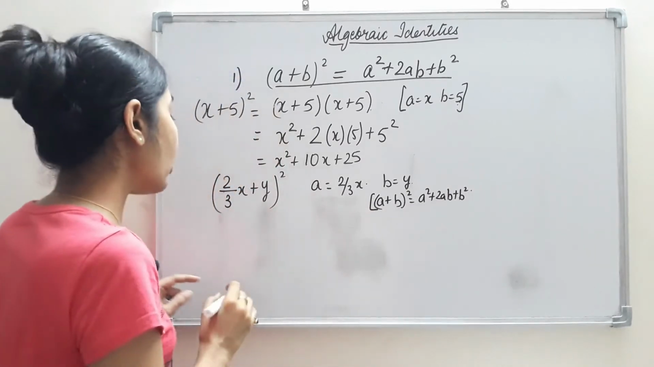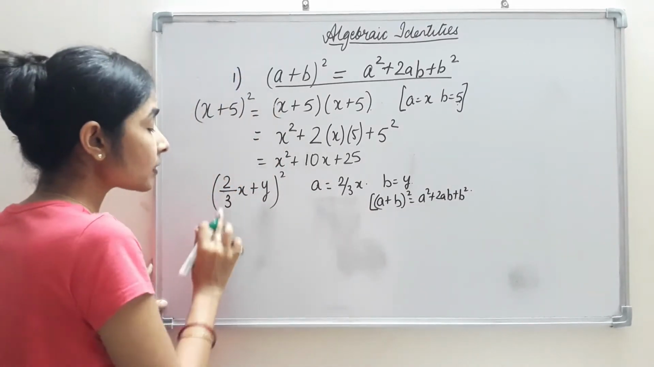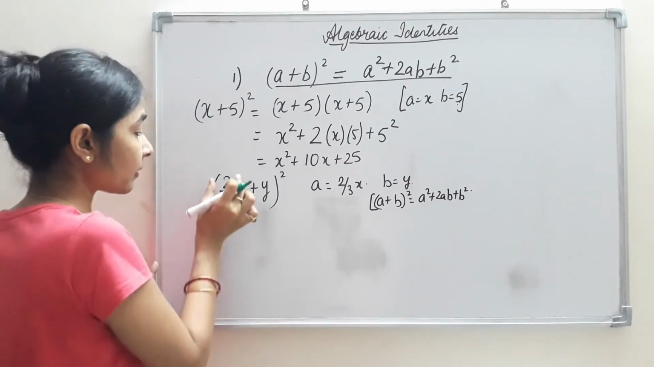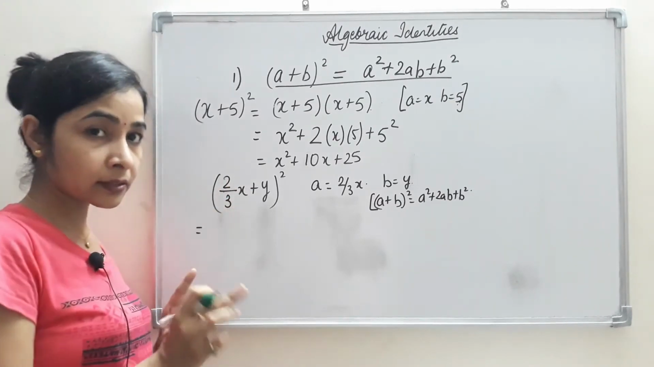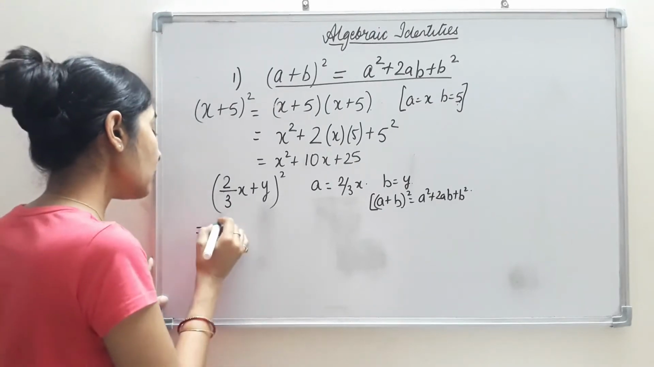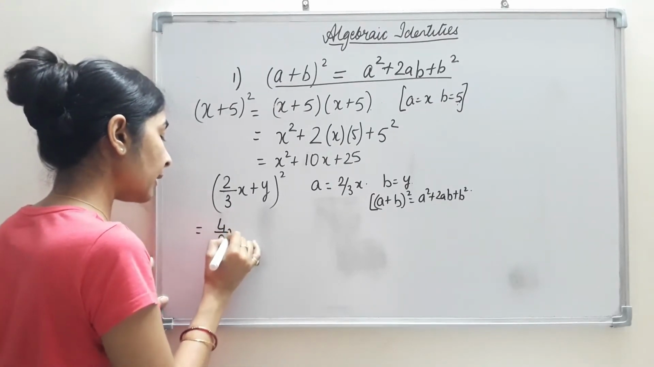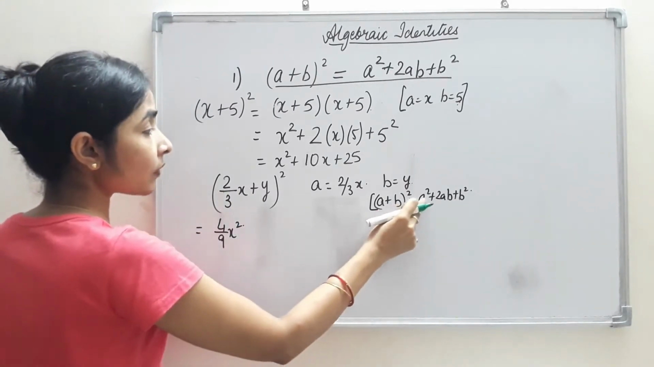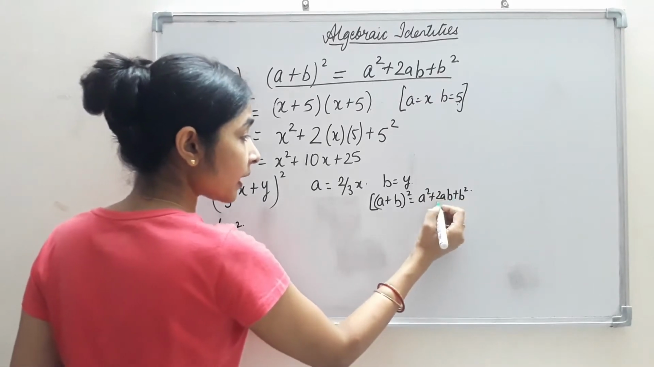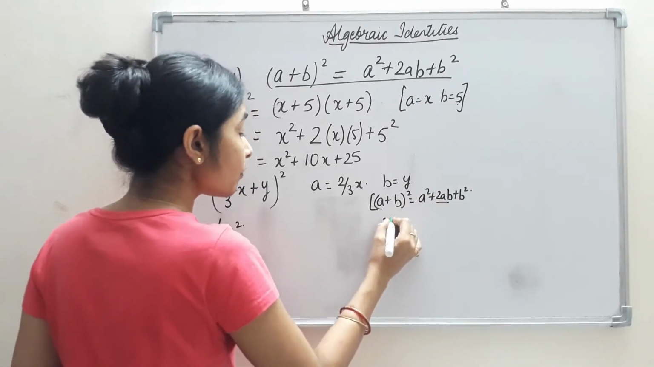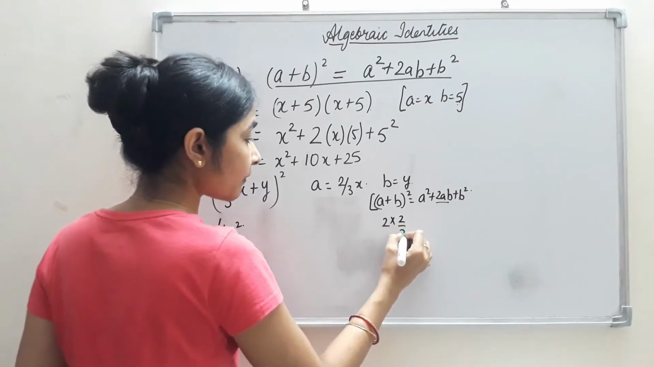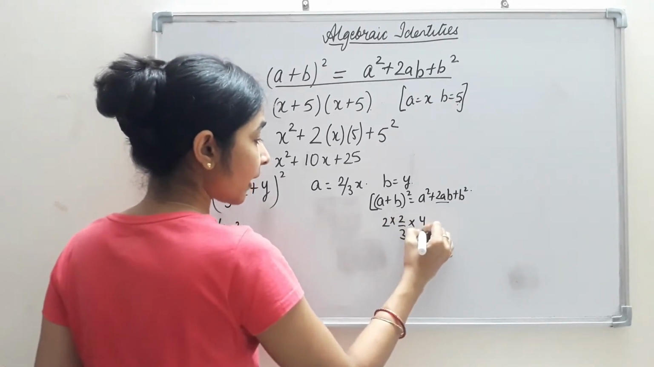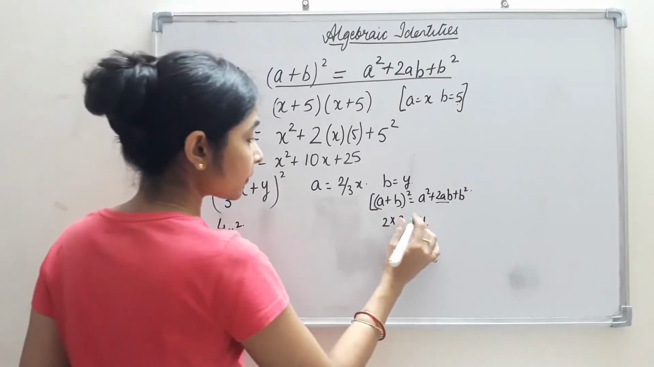So what answer we will get is, at the first place we are having the first term, a square. That means a is equal to 2 upon 3x. So square of 2 upon 3 will be 4 upon 9x square. And at the second place we are going to get 2ab. So 2 multiplied by, at the place of a we are having 2 upon 3x, multiplied by at the place of b we are having y.